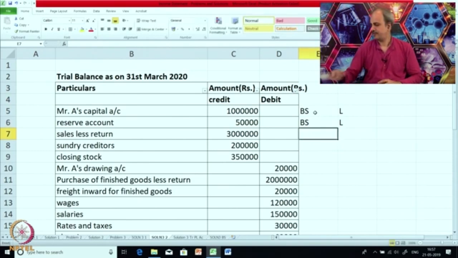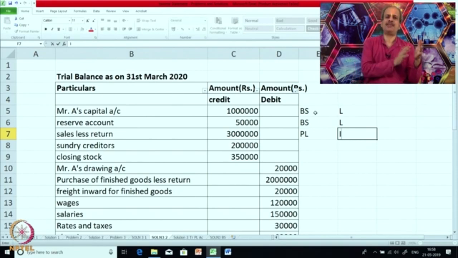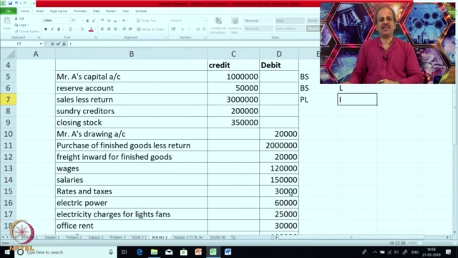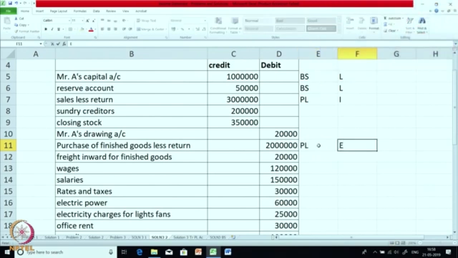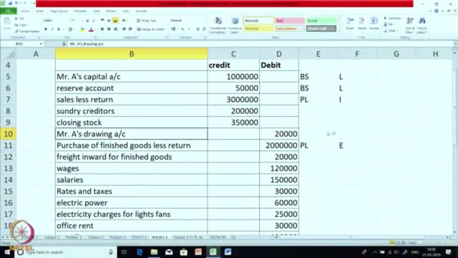Sales less returns, this is a profit and loss income item. See, now your work is very simple because we have separated credit balances and debit balances. Purchases is a profit and loss expense item. Almost all debits are going to be profit and loss expense, a few would be balance sheet assets. Only one, for example drawing, will be reduced from the balance sheet liability side. So now your job will be simple. Using this data, let us go to the income statement and the balance sheet. If you are ready, we will go to the solution.